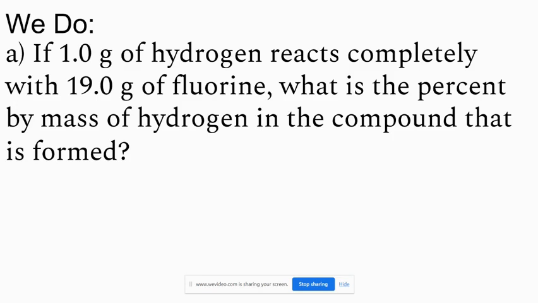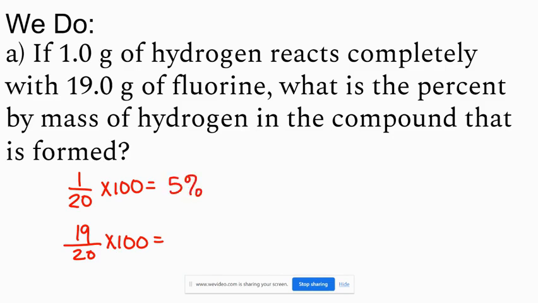All right, let's get a couple answers up here for you. I had 1 over 20 and 19 over 20. Did you remember to add these to get your whole? Good. Okay. So this is going to be times 100. So I think this is 5%. And that would be 5% hydrogen. And this would then be 95% fluorine.